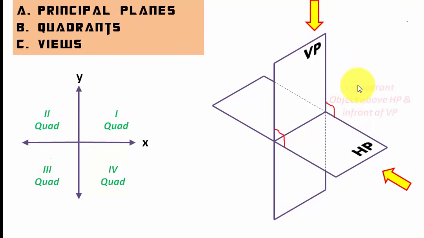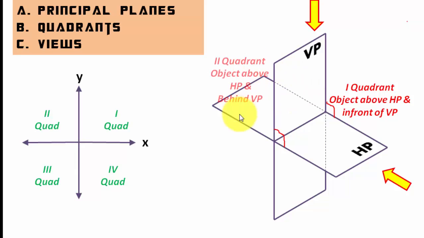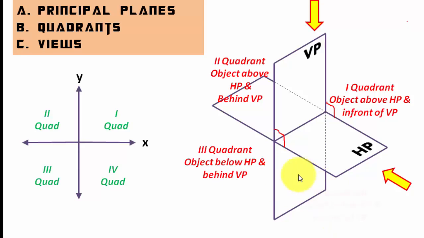Now this particular quadrant is what you call the first quadrant, and if I say that there is an object in the first quadrant, what basically I mean to say is that the object is above HP and it is in front of the VP. Similarly, over here, behind this vertical plane and above this horizontal plane, we have the second quadrant. Below this horizontal plane and behind this vertical plane, again we have the third quadrant, and over here we're gonna have the fourth quadrant, that is below HP and in front of VP.